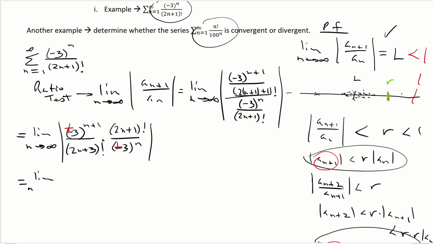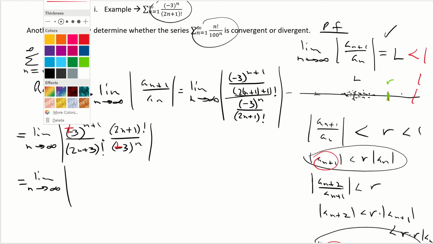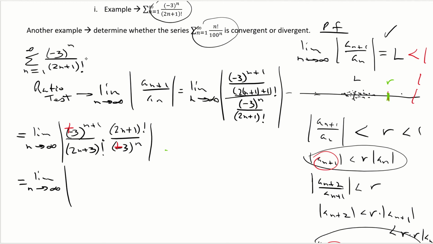So the limit as n goes to infinity, absolute value. This is the fun part with the ratio test. You get to cancel stuff. So 3 to the n cancels with 3 to the n plus 1. This guy has 1 extra. So far our survivor is 3.